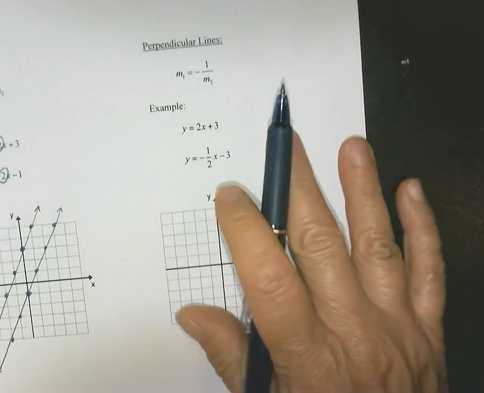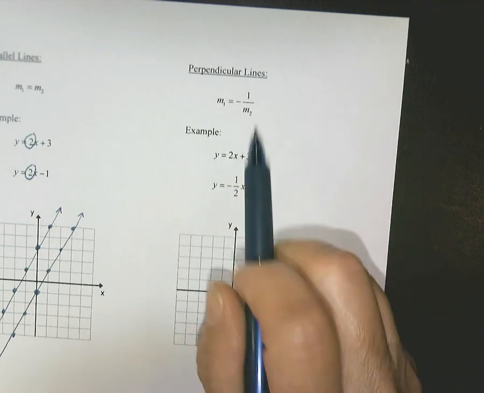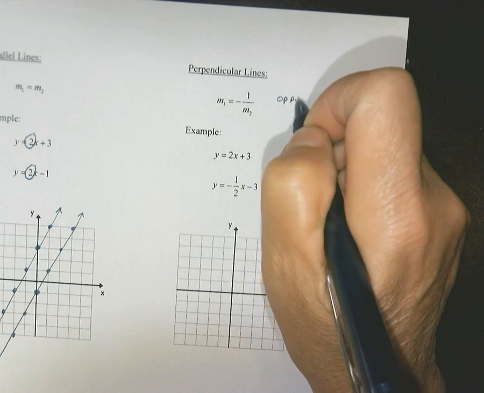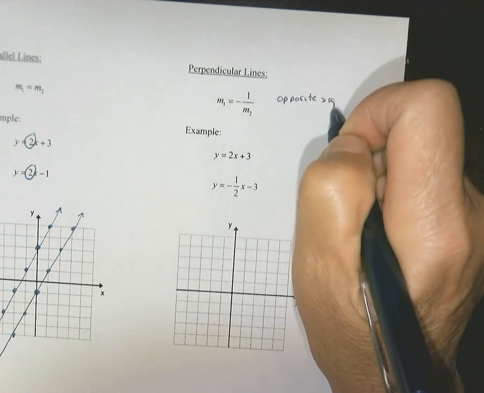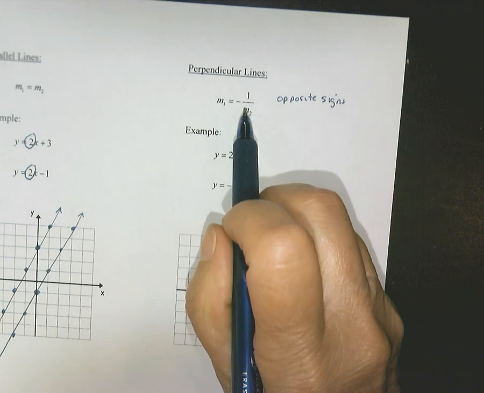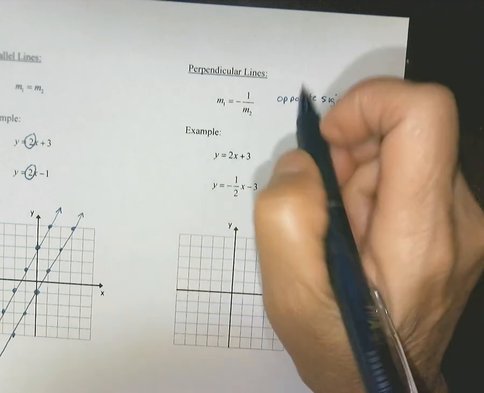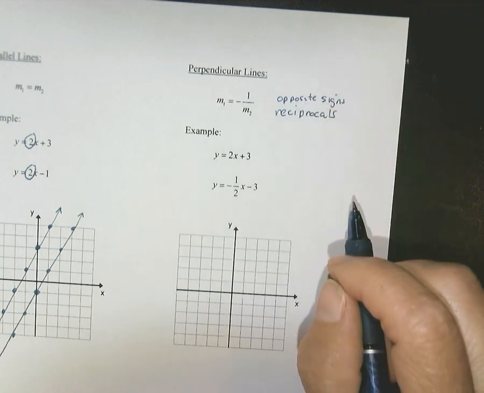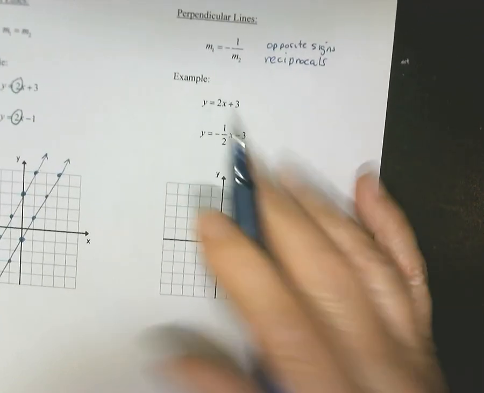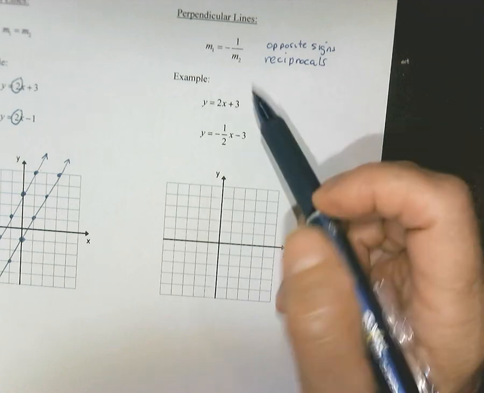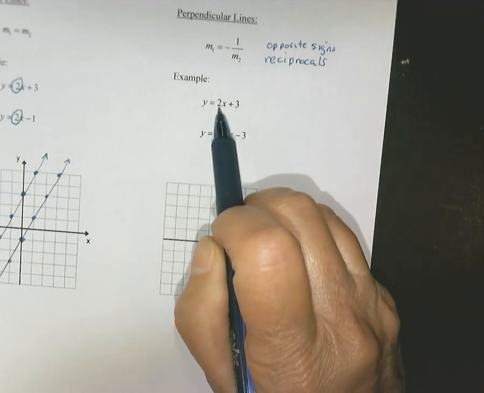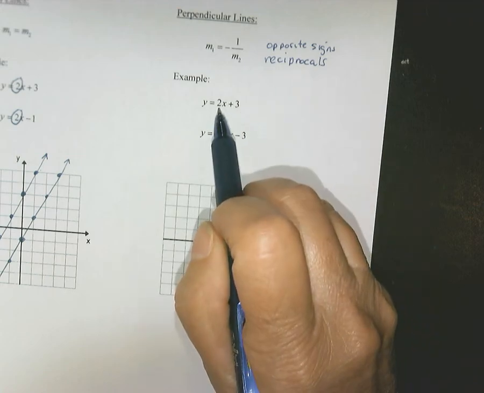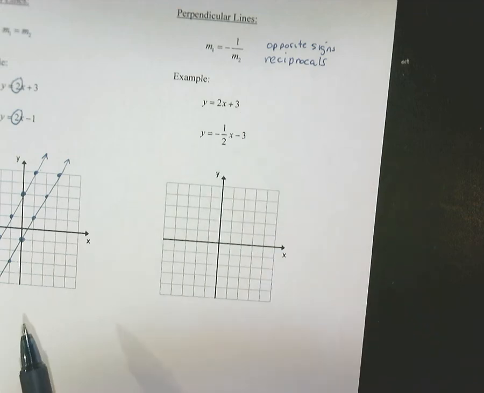So now I've got perpendicular lines. Perpendicular lines, the slopes of them are going to be opposite signs. So if one's positive, the other one's got to be negative. And they're going to be reciprocals. You're going to flip them. So these two here that I have are going to be opposite signs. So this is a positive 2, this is a negative. They're reciprocals. The reciprocal of 2, this is 2 over 1, is going to be 1 over 2.